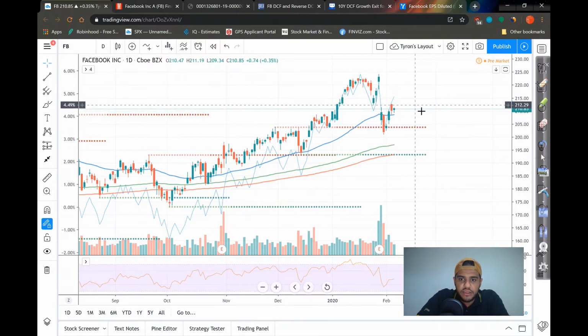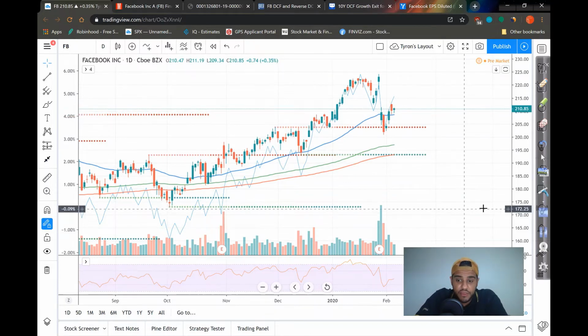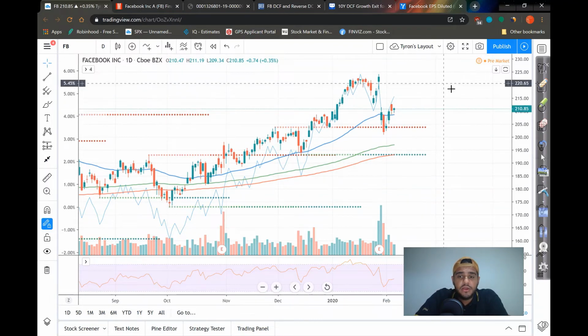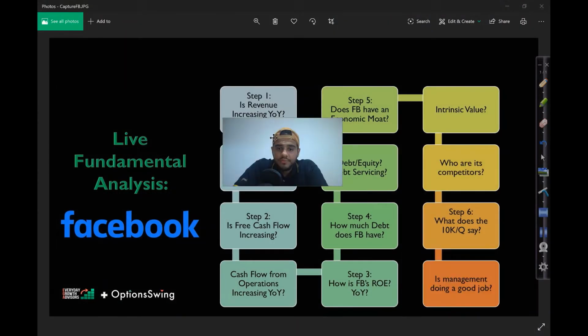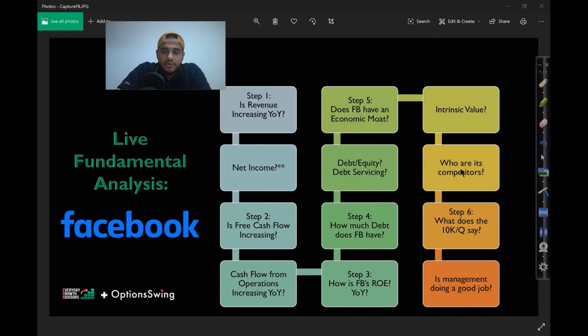So is this valid? That's the question. And is Facebook still a good investment? I think it is, and I think that it has significant upside. So that's the basic fundamental analysis, right? And then who are Facebook's competitors? We've gone through this. There are no competitors. And what does the 10K and the 10Q say?